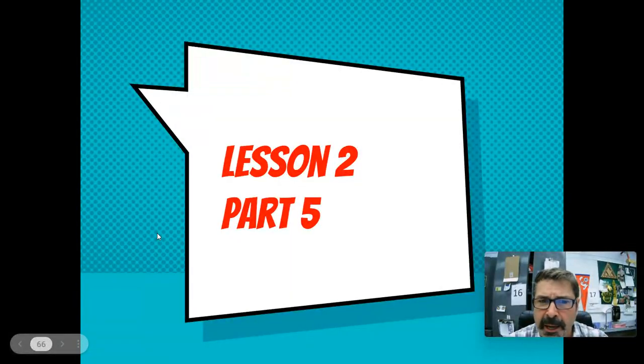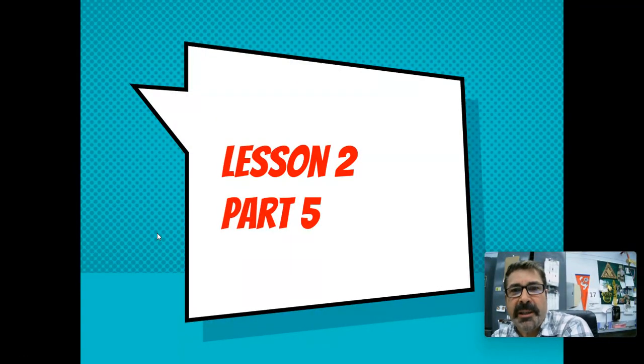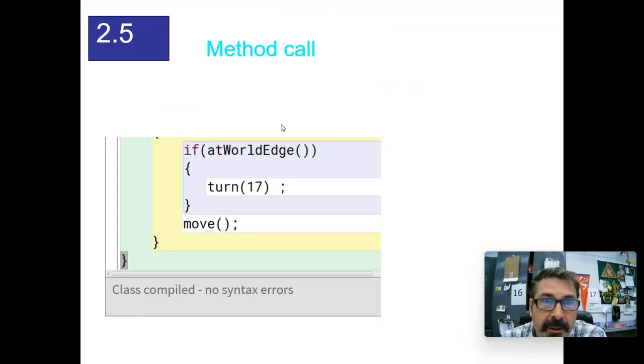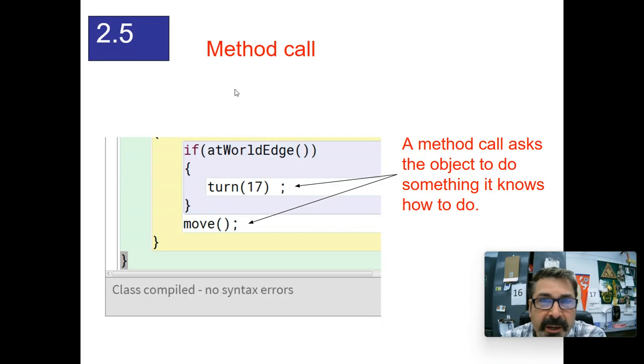All right, ladies and gentlemen and programmers, we're going to do lesson 2, part 5 for the little crab. And so I want you to write this down on your handouts. These are the method calls that we're using. A method call asks the object to do something it knows how to do. So turn(17); move(); It already knows, somebody taught it how to do it. We're just asking it to do it.